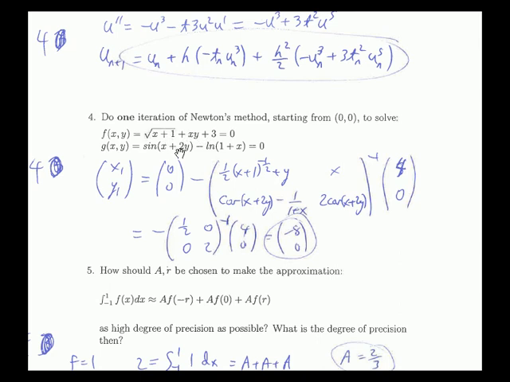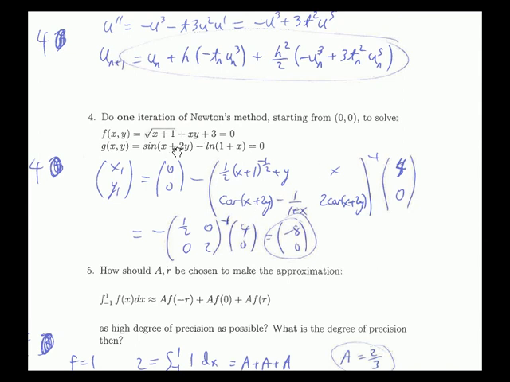So here's your F and there's your G. You're starting from 0, 0, so you plug in x equals 0, y equals 0, and you get 1 plus 3 is 4. Sine of 0 is 0, sine of log of 1 is 0, so you get 4, 0. Now the partial derivatives: the derivative of this with respect to x, that's x plus 1 to the 1/2 power, so the derivative is 1/2 times x plus 1 to the minus 1/2. Derivative of xy with respect to x is the constant y. Derivative with respect to y, that's constant, so it's 0. Derivative of constant times y is the constant x.